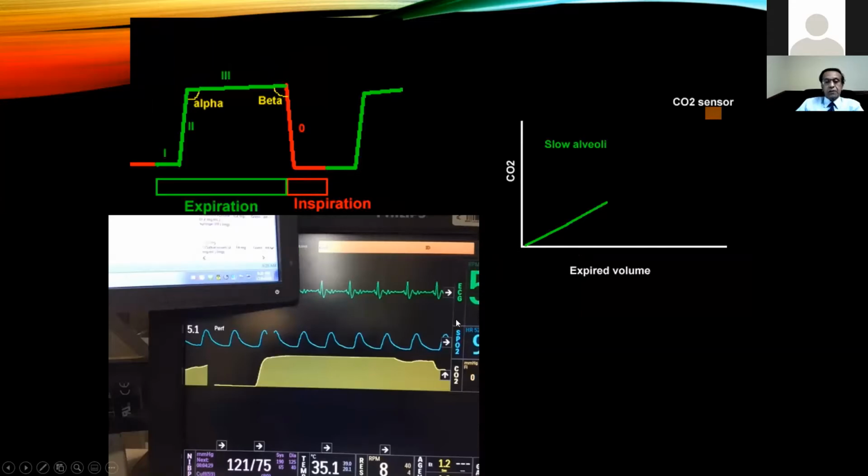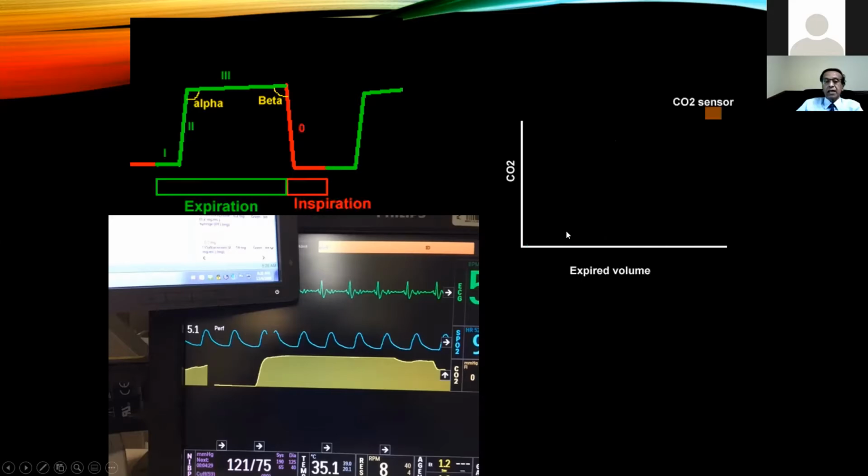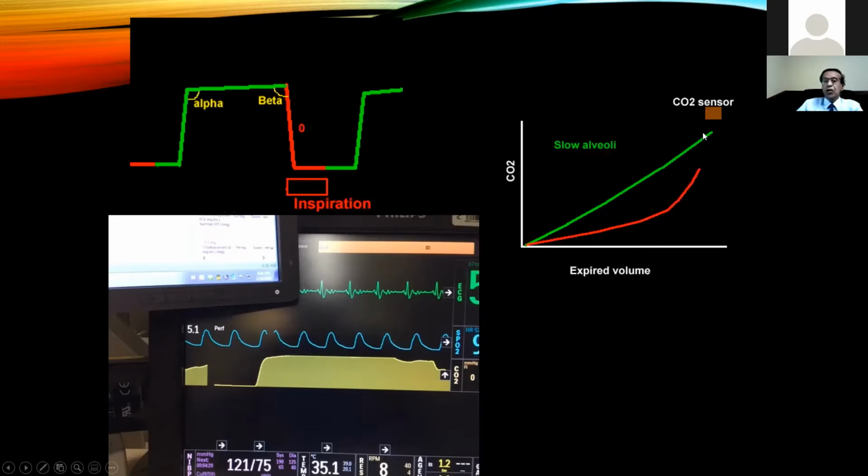For example, as shown in this capnogram here. Now, normally when the lungs empty out, there are fast alveoli and slow alveoli. The slow alveoli empty gradually, as seen by this green line, and the fast alveoli empty out rapidly initially and then slow down towards the end of expiration. The combination of slow and fast alveoli gives you the alveolar plateau.